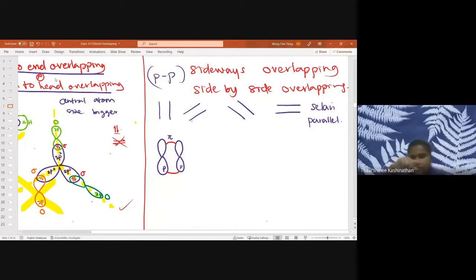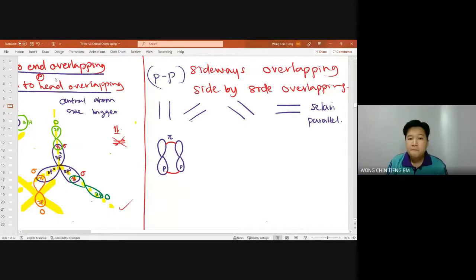What if one side is clockwise, it means the other lobe must be on the opposite side. So in one p orbital, how many electrons are there? Only one. So we have no overlapping area here. Right? Alright, we have no overlapping area.